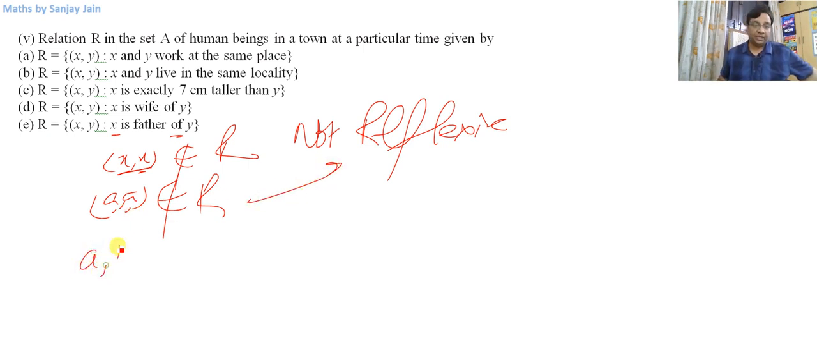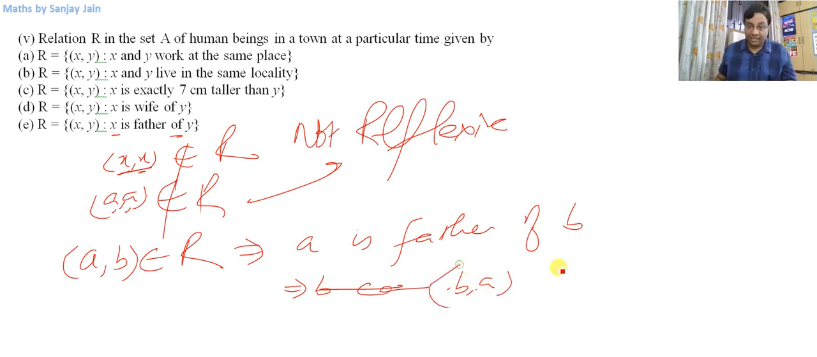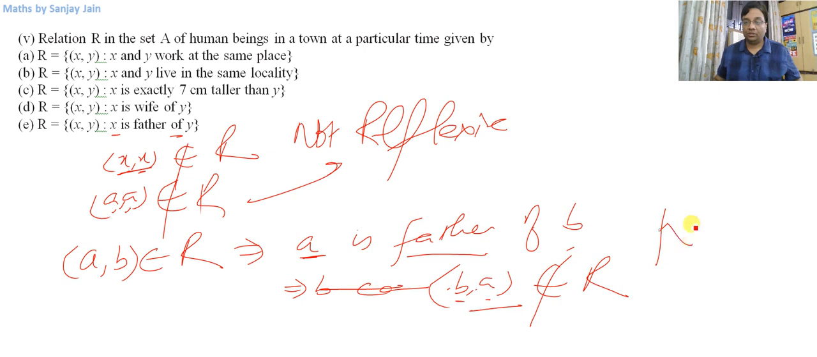And what about symmetry? A comma b belongs to R. That means this will imply that a is father of b. So does it imply that b is father of a? No. This implies b cannot be father of a, or b is son of a. So this implies b comma a cannot belong to relation R, because for b comma a to belong in R, b should be father of a, which is not possible because a is father of b. So it is not symmetric.